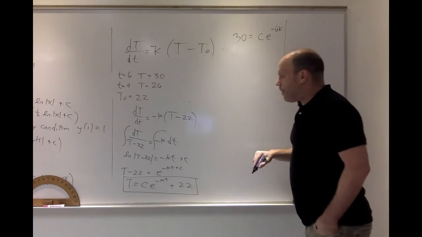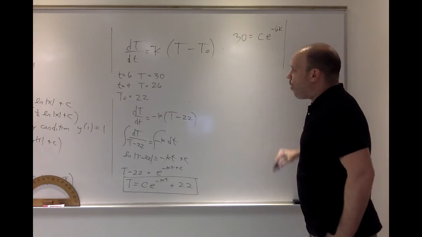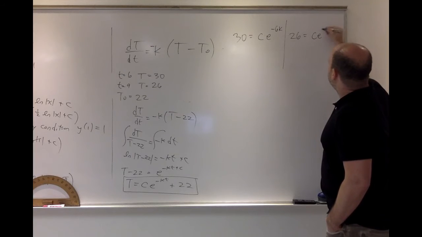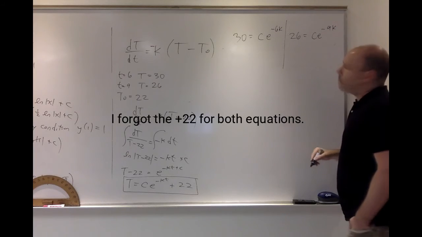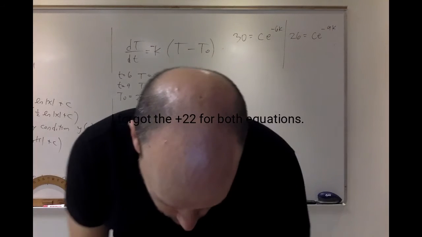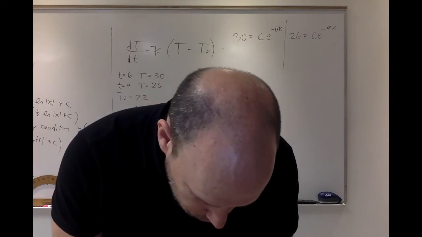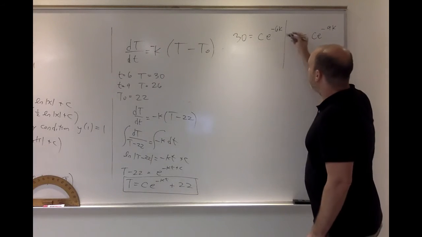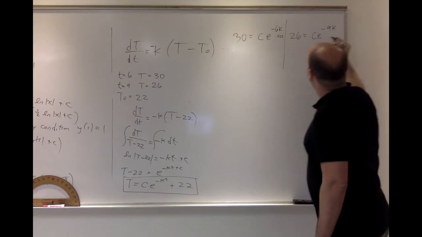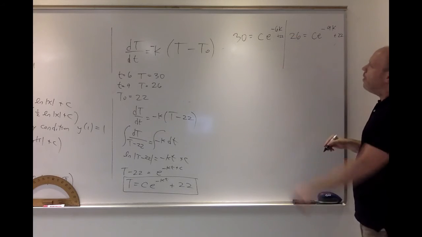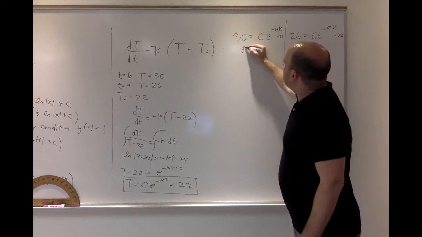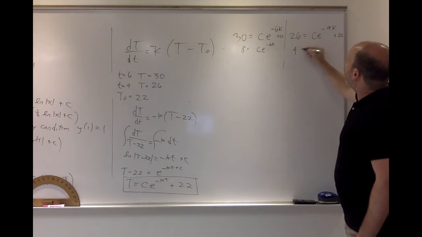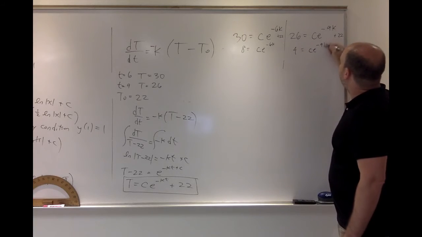And what's another piece of information we have? Well, at the 9th hour, the temperature was 26 degrees. 26 equals c e to the negative 9k. Plus 22. So let's clean this up a little bit. 8 is equal to c e to the negative 6k, and 4 is equal to c e to the negative 9k.